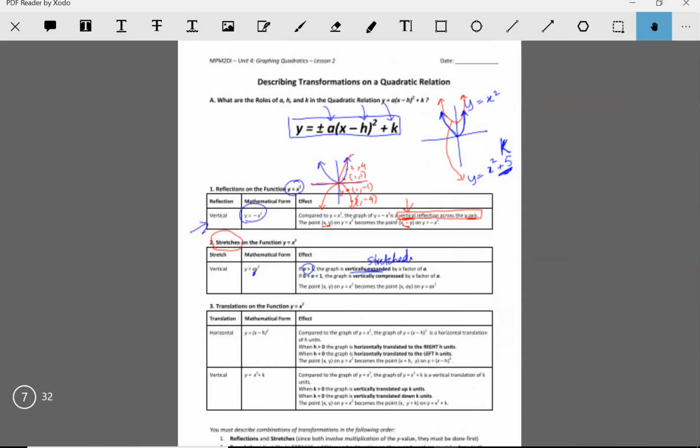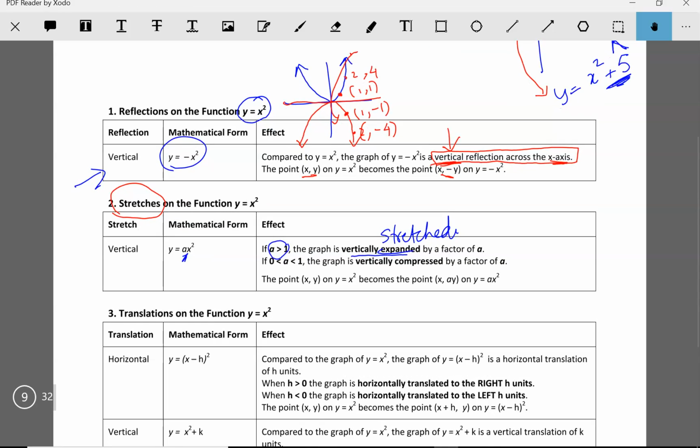We'll go back, and if the a value is a fraction, if it's a proper fraction lesser than 1, if the value of a is between 0 and 1, which means things like half, 1/4, 1/3, 5/6, any of those a values, the graph is vertically compressed by the factor a.